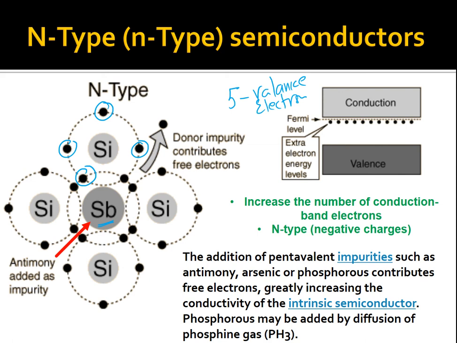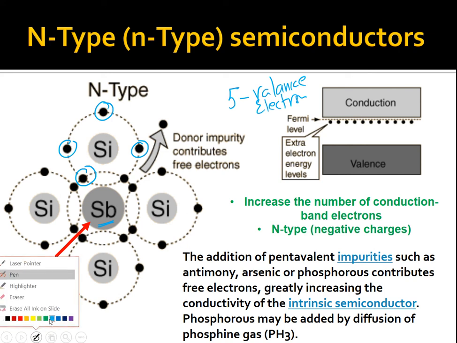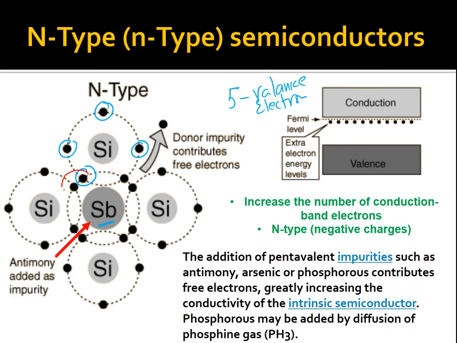So 4 valence electrons of the antimony, this pentavalent material, will form covalent bonds with the silicon atoms: 1, 2, 3 and 4. But it has 5 valence electrons, so we will have 1 free electron after adding this impurity.